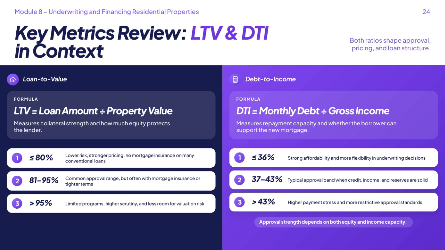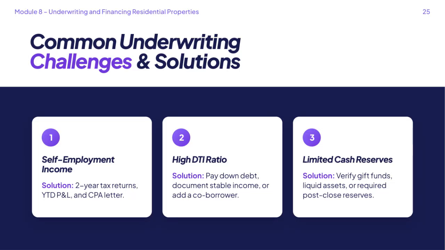Ultimately, strong loan approval depends on a balance between equity protection through LTV and a borrower's repayment capacity through DTI. Both metrics together shape the loan decision, pricing, and structure, ensuring a manageable level of risk for the lender. Now, let's look at some common underwriting challenges and their solutions.